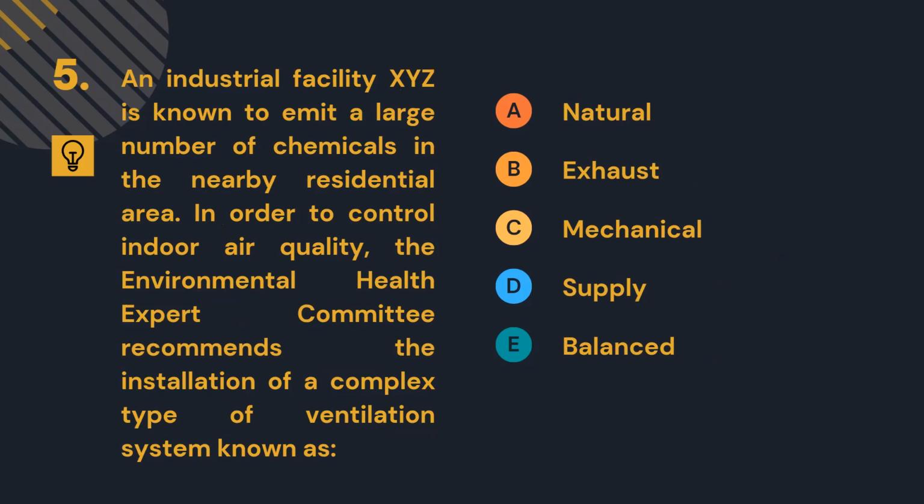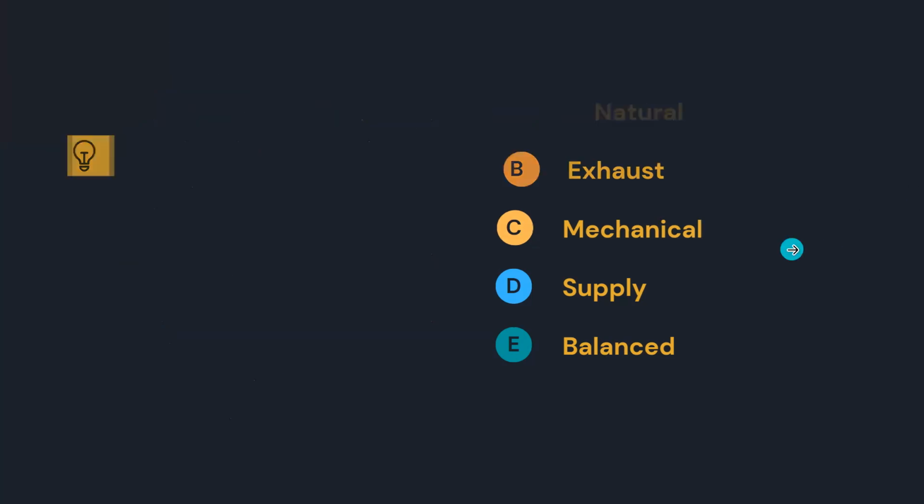Number 5, an industrial facility XYZ is known to emit a large number of chemicals in the nearby residential area. In order to control indoor air quality, the Environmental Health Expert Committee recommends the installation of a complex type of ventilation system known as: A, natural; B, exhaust; C, mechanical; D, supply; and E, balanced. Exhaust. Yes, the answer is B, exhaust.